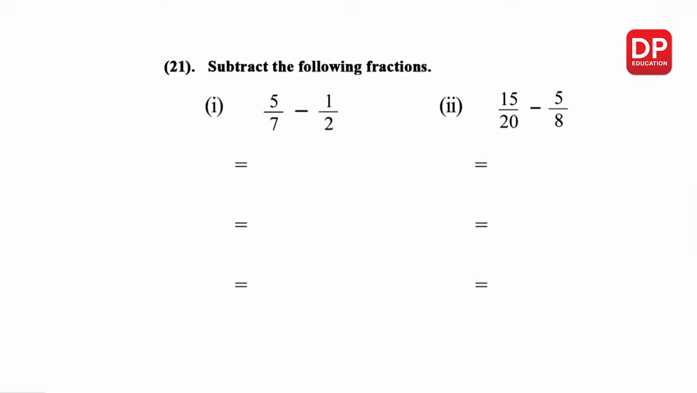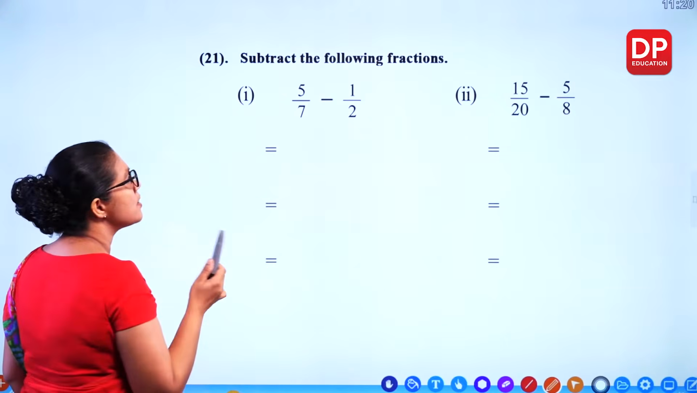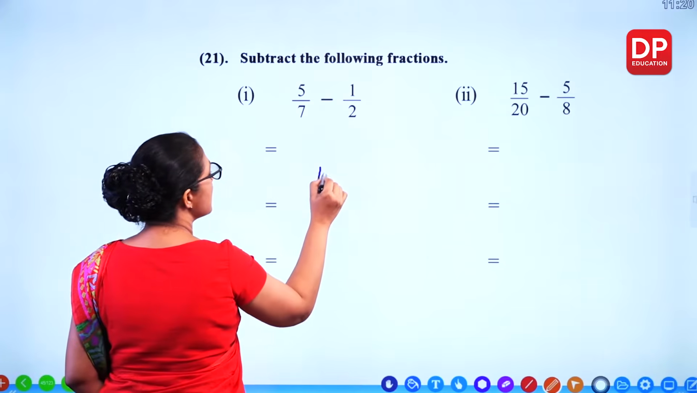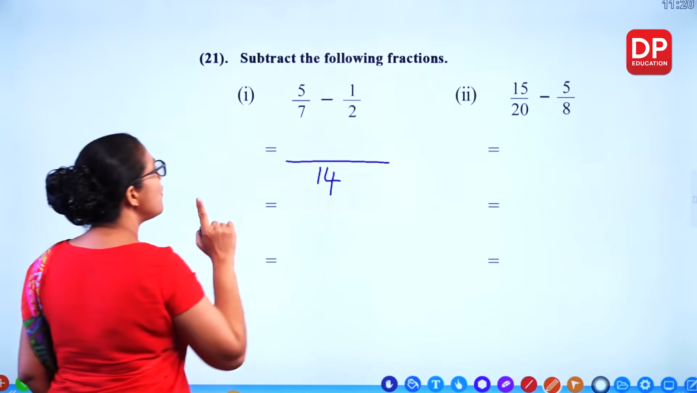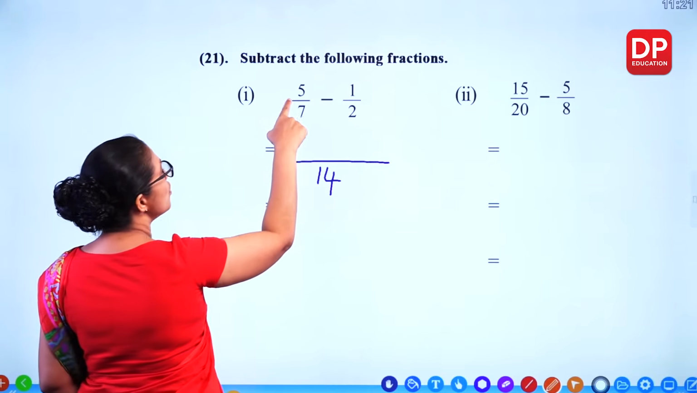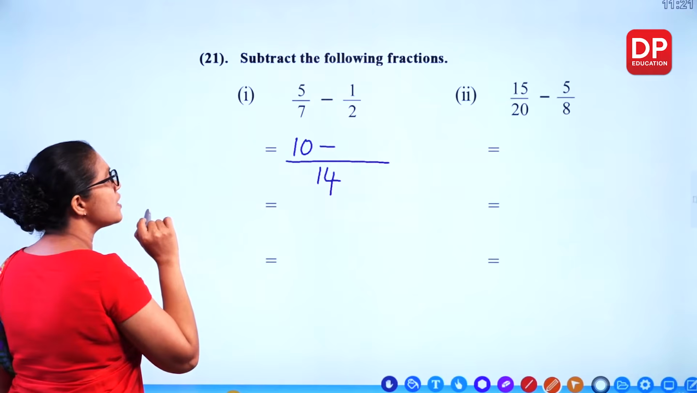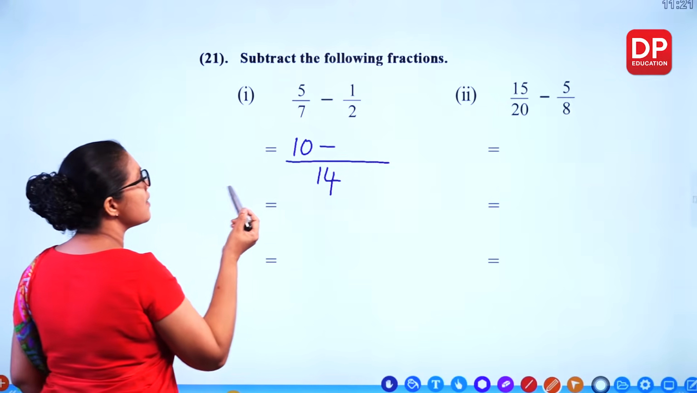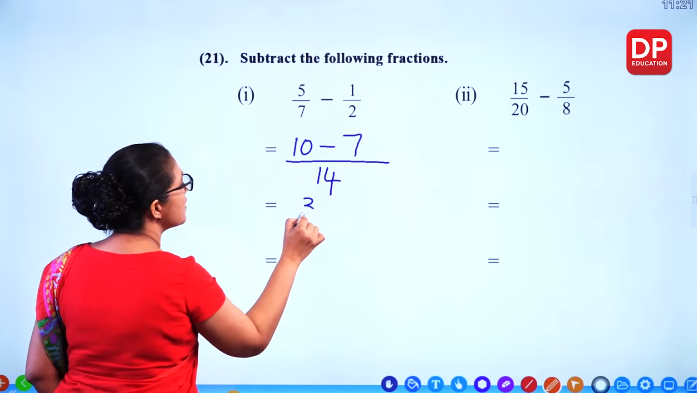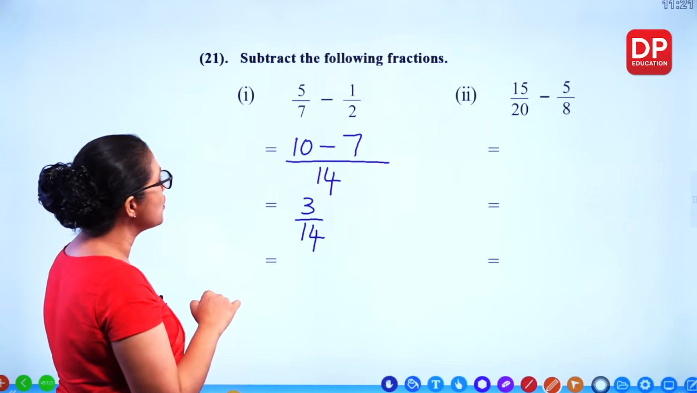Subtract the following fractions. Basic thing is to find the lowest common multiple or the common one to 7 and 2. That's 14. So convert both the fractions to the denominator 14. 7 times 2. So 2 times 5, 10. Here 2 to 14. That's multiplied by 7. So you get 7 here. So 10 minus 7, you get 3. So answer is 3 over 14.